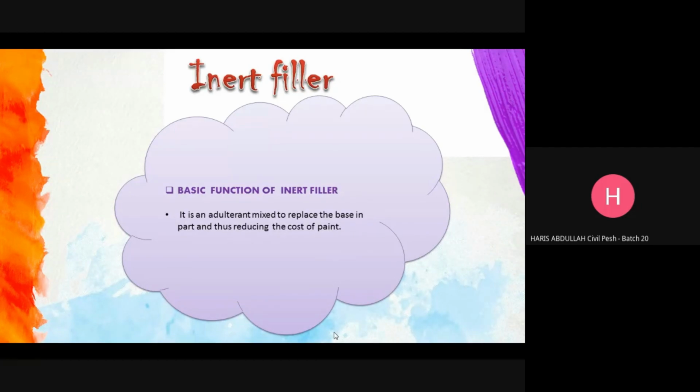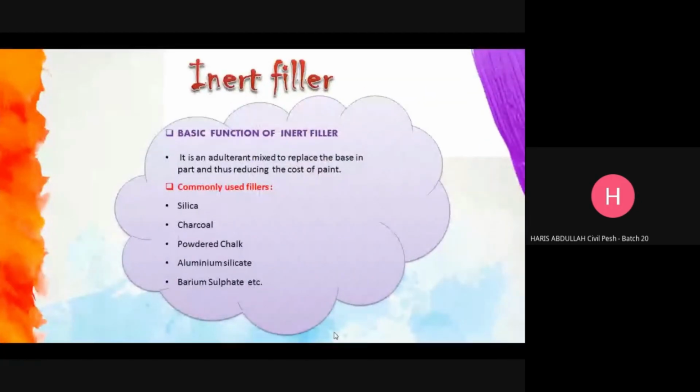As the material is available in the market, we also have to keep the economical point of view in mind. In order to replace the base in some part of the paint, we replace it with the inert filler in order to maintain the price. The commonly used fillers are silica, charcoal, powdered chalk, aluminum silicate, and barium sulfate, which are used as inert fillers.